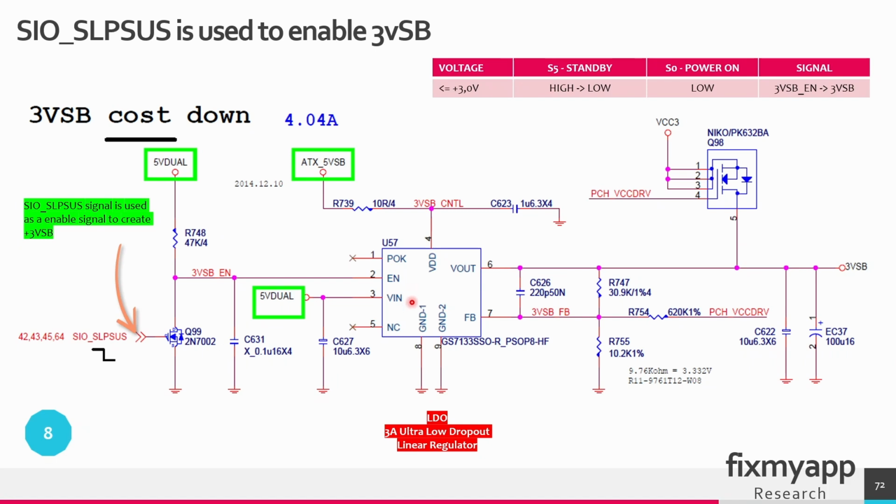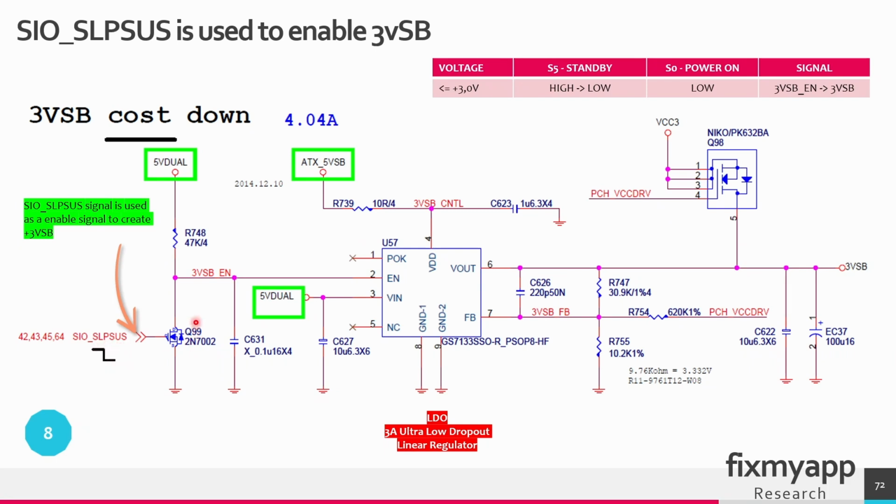This is a low dropout voltage regulator. It will create a standby voltage of 3.3 volt. This 3.3 volt is created from the 5 volt standby that comes from the ATX power supply, and it can also be created when the ATX power supply is turned on. It will create a VCC 3.3 volt, and this voltage can be the source for this voltage. But the important one is the signal super IO sleep suspend. It goes from high to low.